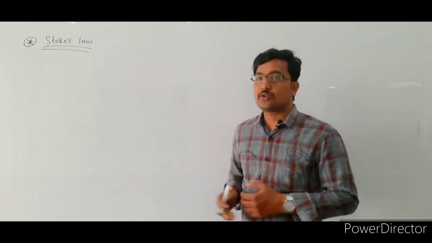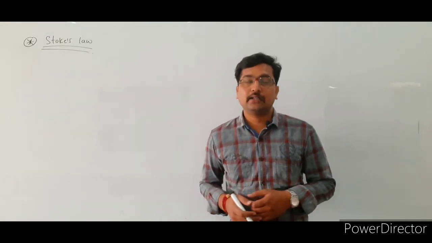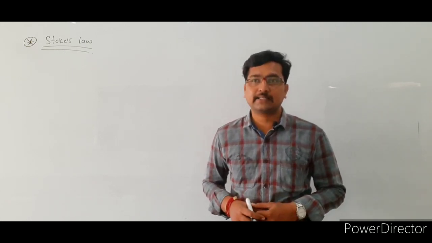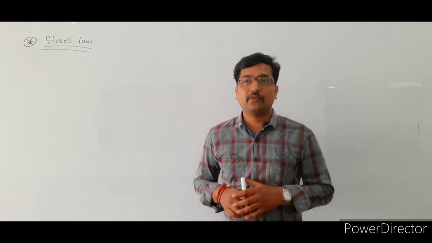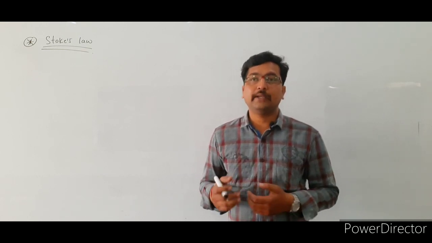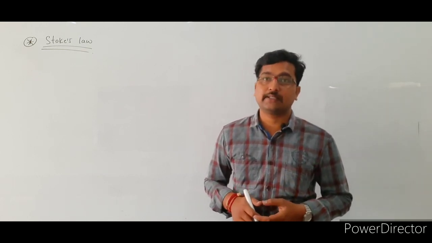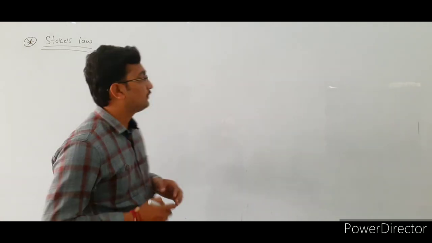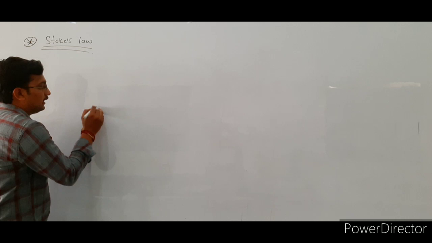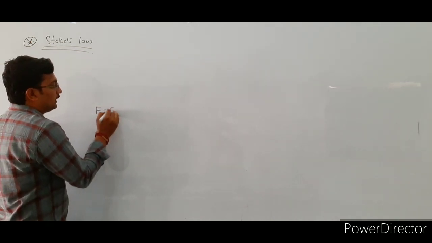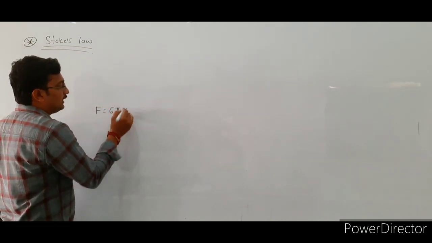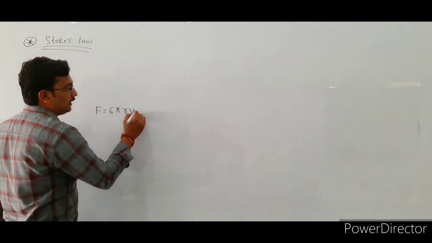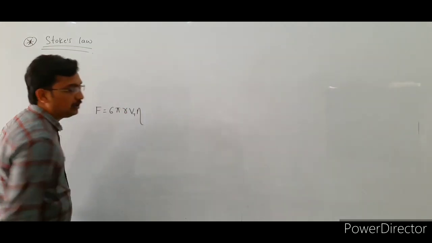The next one, Stokes law. Stokes showed that the viscous force F acting on a small sphere of radius r, moving with a uniform velocity through a medium of coefficient of viscosity eta, is given by, okay, see here, F is equal to 6 pi radius r into terminal velocity or uniform velocity into the coefficient of viscosity.